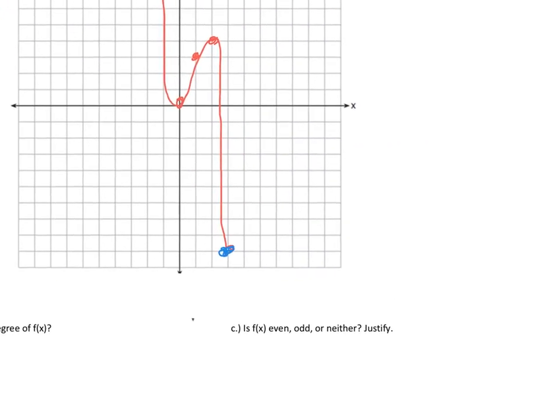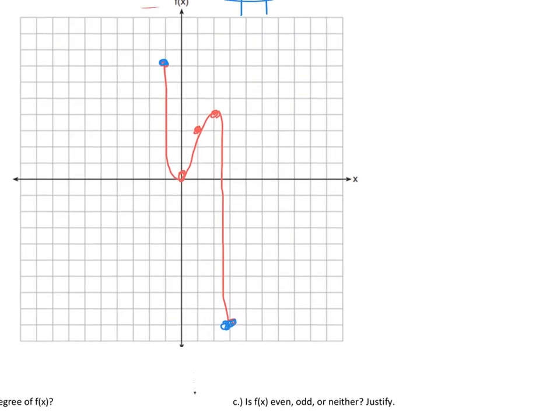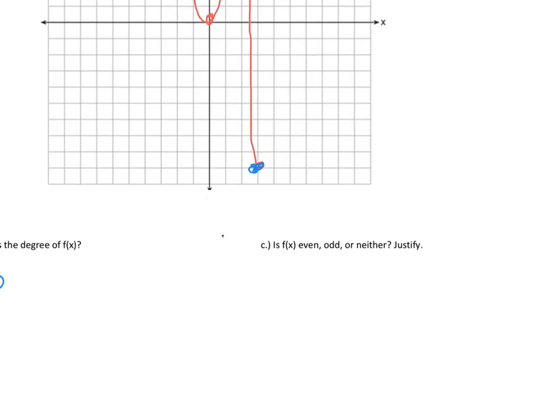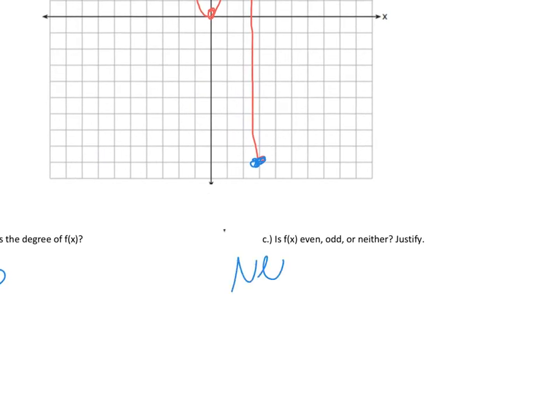Then they ask, is the function even, odd, or neither? Well, looking at my graph, it displays no symmetry over the y-axis, and it displays no symmetry over the origin. So I'm going to say neither, because no symmetry.